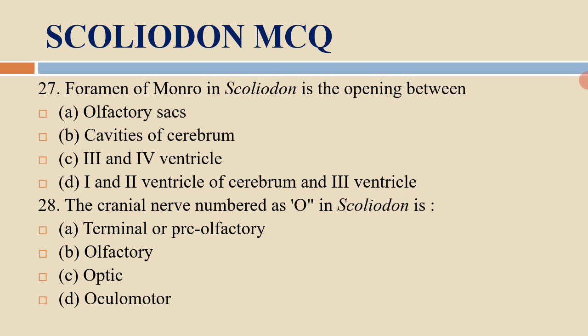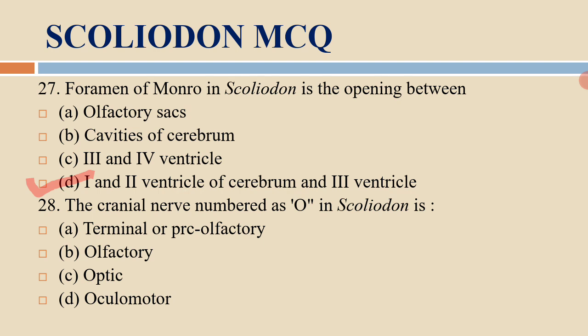This can connect which two cavities? A. olfactory sacs, B. cavities of cerebrum, C. third and fourth ventricle, and D. first and second ventricle of cerebrum and third ventricle. So this foramen can connect the first and second ventricles, which are the cavities of the cerebrum, to the third ventricle.